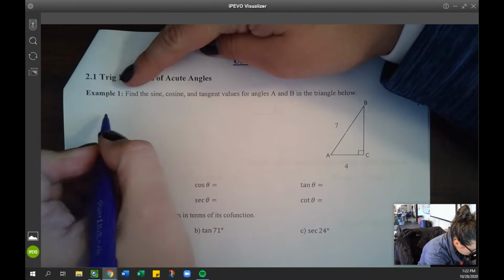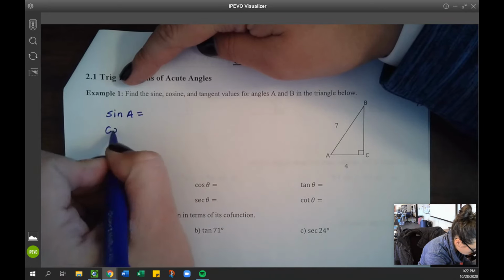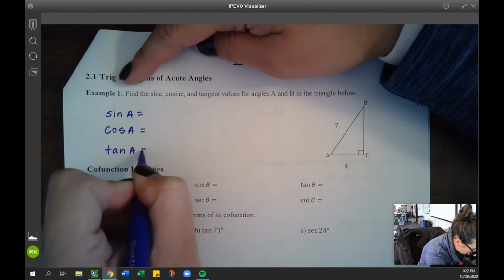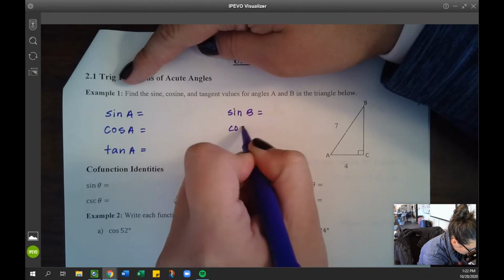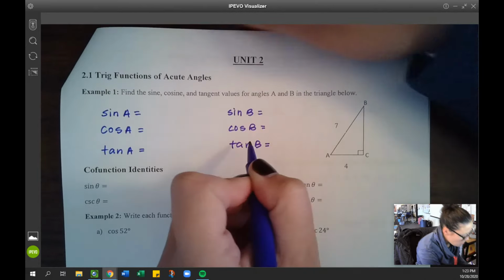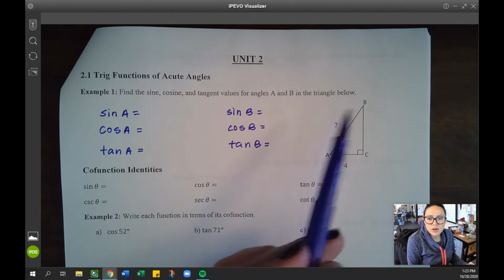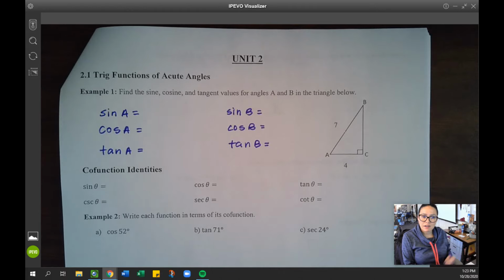So why don't you go ahead and write out sine A, cosine A, tangent A, and the same for B. And I'd like you to pause the video and figure out these values on your own using this triangle here. So pause the video. When you're done, restart the video and I'll have the answers here for you to check in a minute.